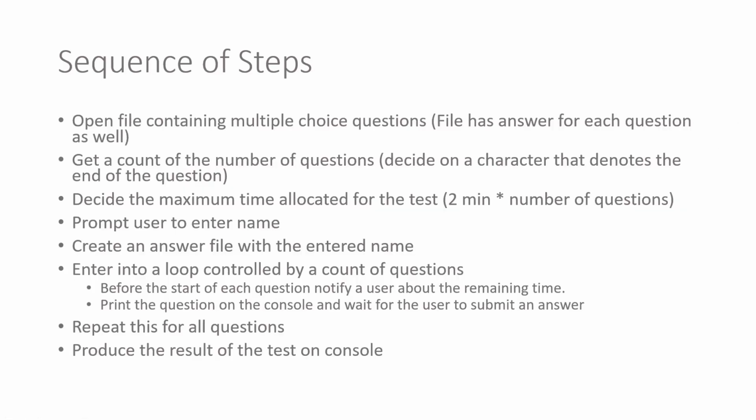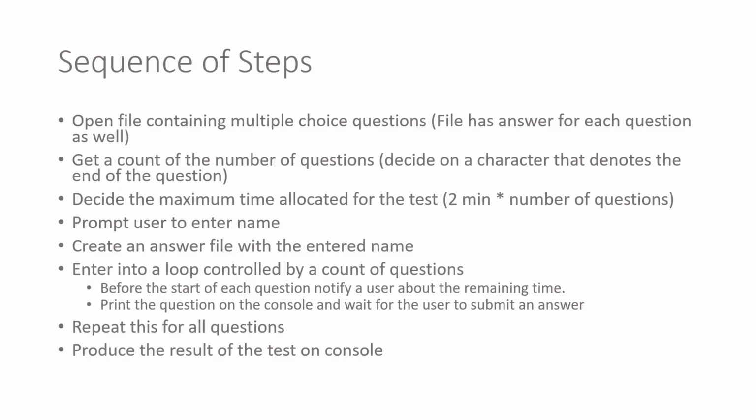These are the typical sequence of steps that will be followed. So first step, open a file containing multiple choice questions. As I mentioned earlier, the file has answers to all the questions. Second, get a count of the number of questions. Now we need to decide on a character that denotes the end of the question. We'll discuss how we can decide on this.